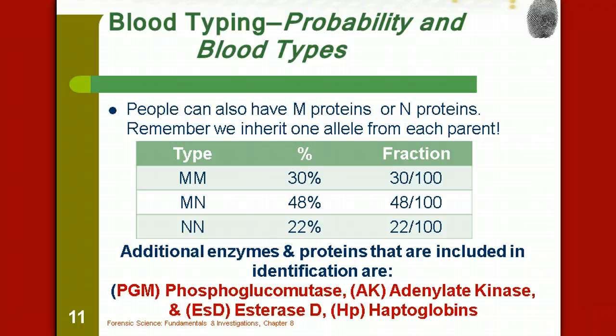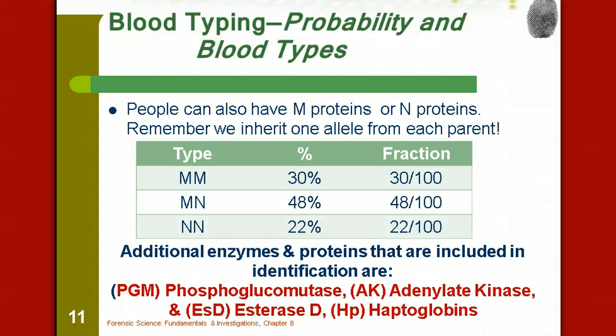Now, there are additional enzymes and proteins that are included in identification. Some of them include phosphoglucomutase, or what is referred to as PGM, AK, which is adenylate kinase, SD is esterase D, and HP is haptoglobins. So those are just some that you're going to come across in our problems.